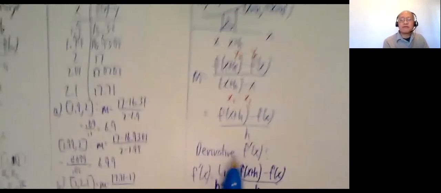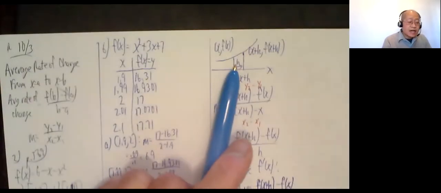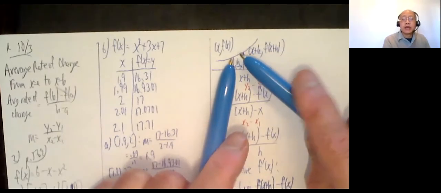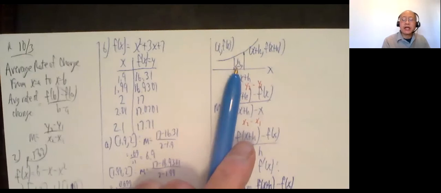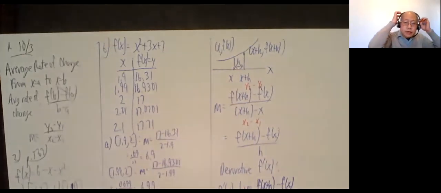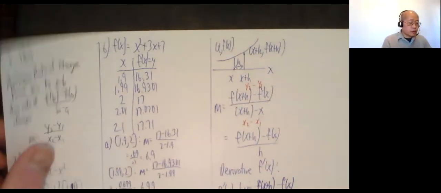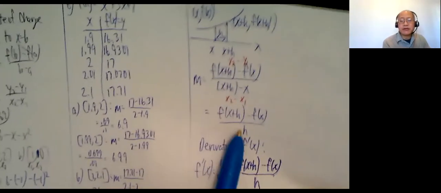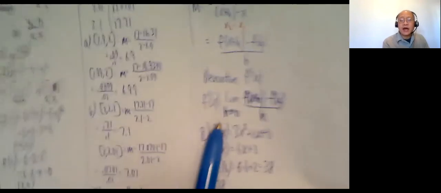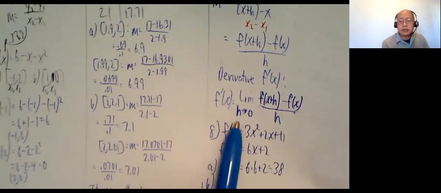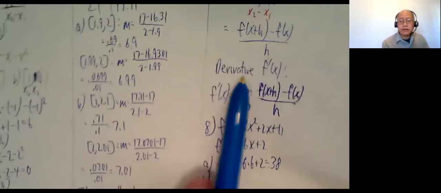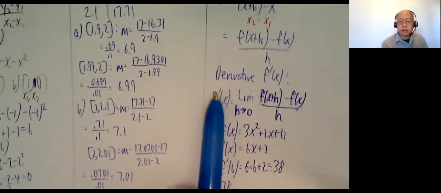For the derivative F prime of X, I let these 2 points get really, really close. In calculus language, H approaches 0. Okay, so that's where we get the formula for the derivative. Take this slope, F of X plus H minus F of X all over H. And now we take the limit as H approaches 0 of F of X plus H minus F of X all over H. Okay, so here's the definition of the derivative.